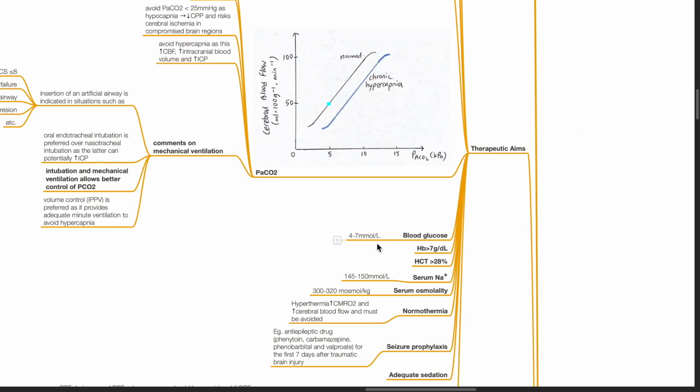Blood glucose kept at 4 to 7 millimoles per liter. Hemoglobin should be more than 7 grams per dL.